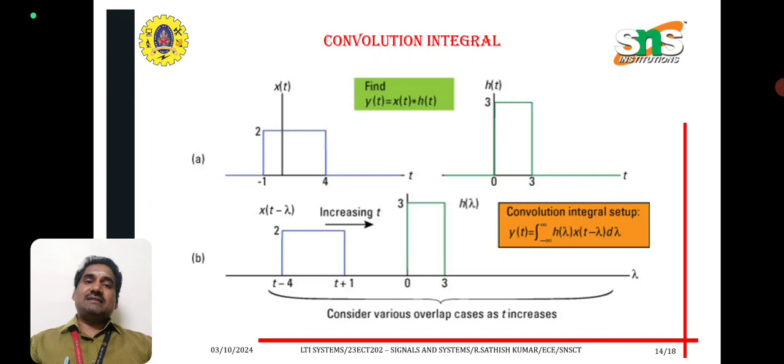Next, this is another representation of the convolution integral. First we find x of t and then h of t is given. We find y of t is equal to x of t convolved with h of t. Now we substitute h of tau, with limits 0 to 3 and t minus 4 to t plus 1. As t increases, we consider the overlap cases. This is the convolution integral setup.